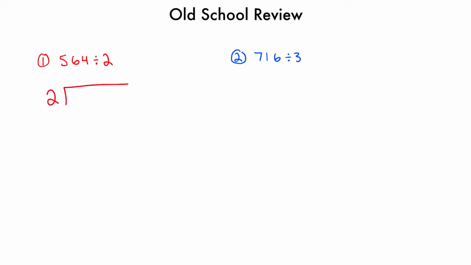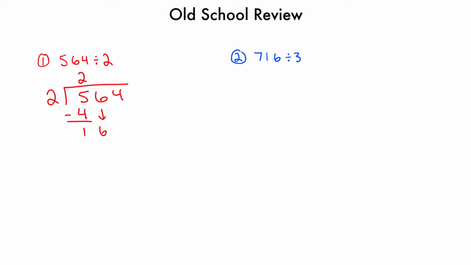2 divided into 564. And you'd ask yourself, what do I need to multiply 2 by in order to turn it into a 5 without going over? The answer is 2, because 2 times 2 is 4. Then we subtract that from the 5, and we're left with a 1. Bring down the next number. And now we just rinse and repeat the same process.